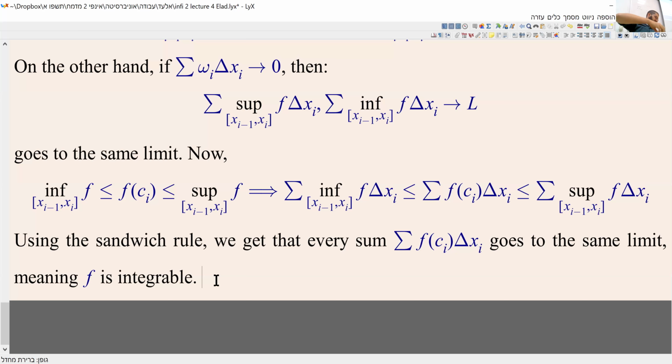So, next lecture, God willing, we're going to state, and probably prove, that every continuous function is integrable.